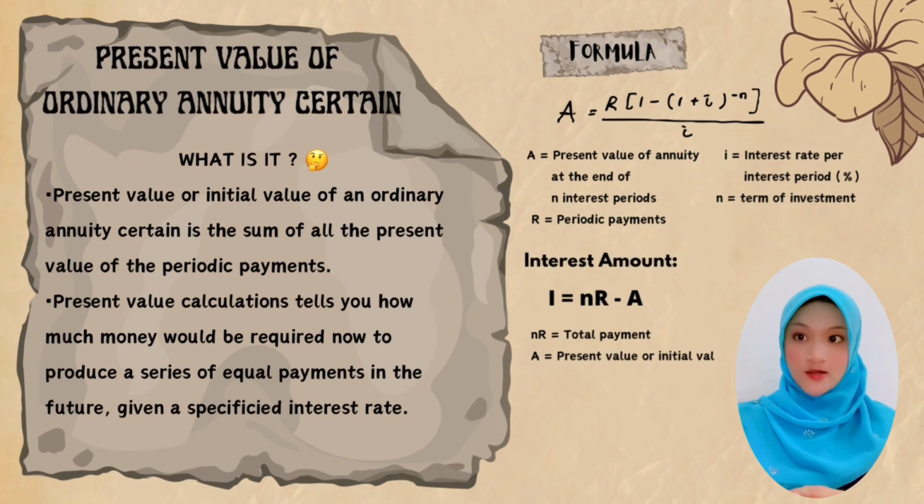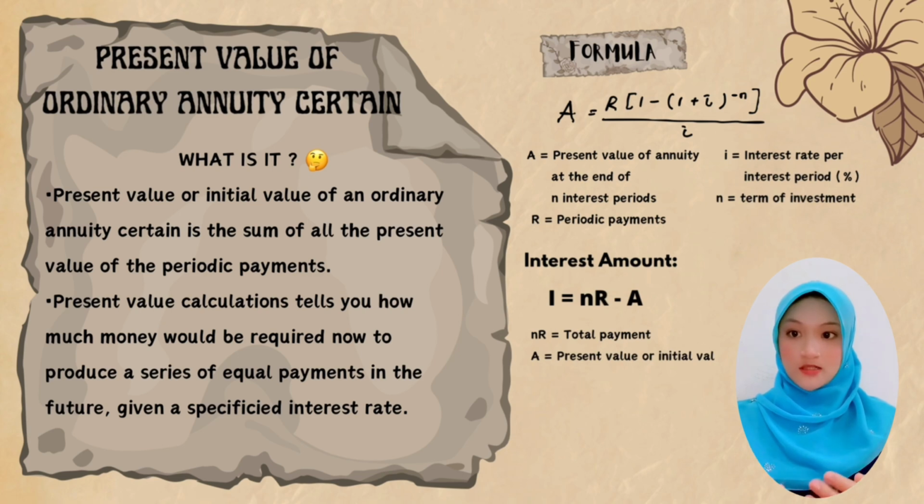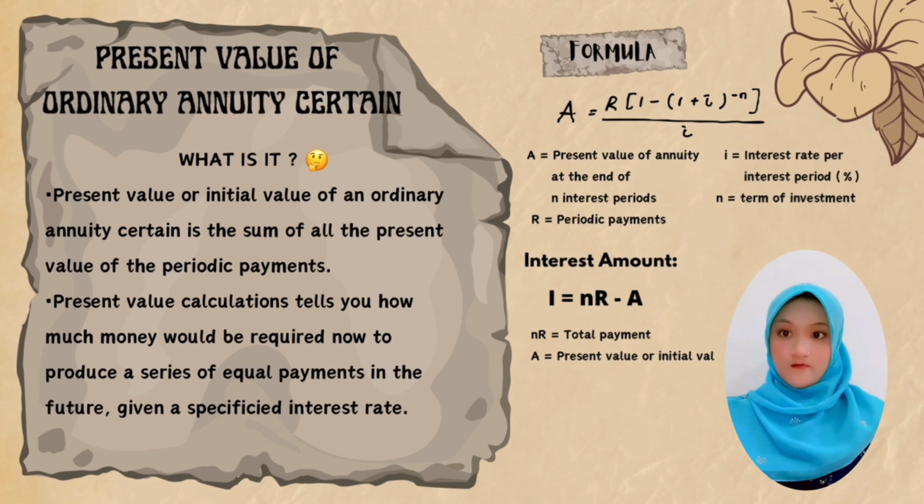Next, let us see what is present value of ordinary annuity certain. Present value or initial value of an ordinary annuity certain is the sum of all the present values of the periodic payments. Present value calculations tell you how much money would be required now to produce a series of equal payments in the future given a specified interest rate. For the present value, we can also find the interest amount using the formula I equal to n times R minus A.